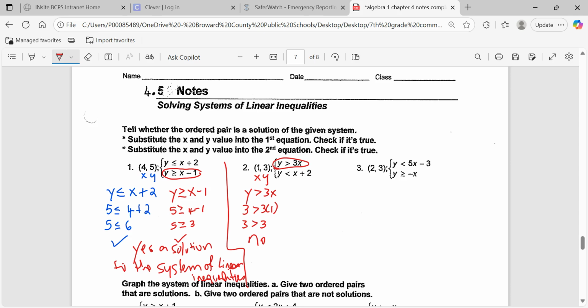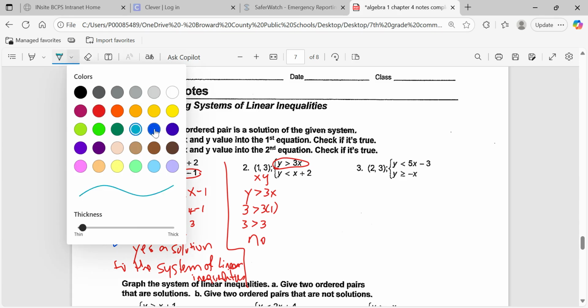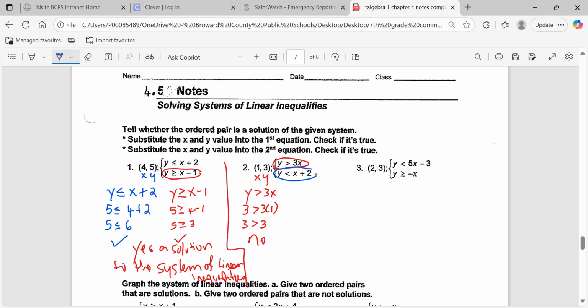Now, if it doesn't work for the first linear inequality, then I know it's not going to be a solution to the system. We could go ahead and try the second one all we want, and I'll do that with you, but it won't be a part for both of them. So y is less than x plus 2. Y again is 3. 3 is less than 1 plus 2. 3 is less than 3. No, that's not true. So this is not a solution to the system. That's how we can check algebraically.